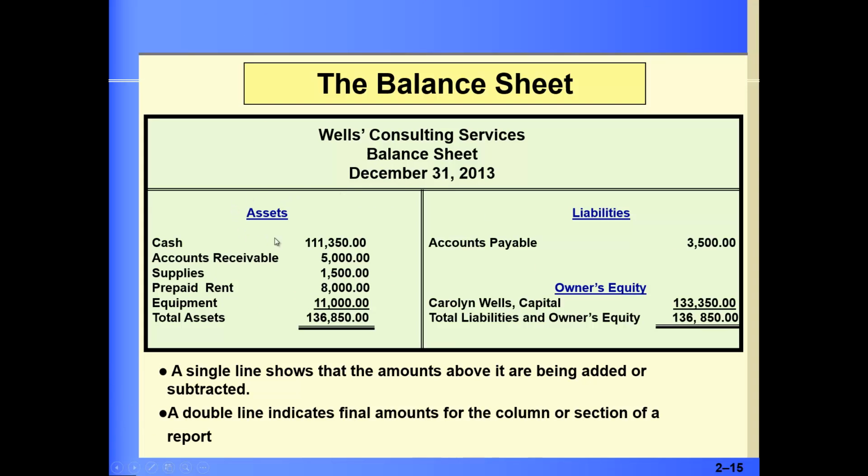It shows our assets, our liabilities, and our owner's equity. As you can see here, here's a list of our assets. We list them in order of something called liquidity. Liquidity is how fast can you turn them into cash and run out of the country. So here, cash is the most liquid. Accounts receivable is the next most liquid. You could go to your customers and say, I want you to pay me right now.